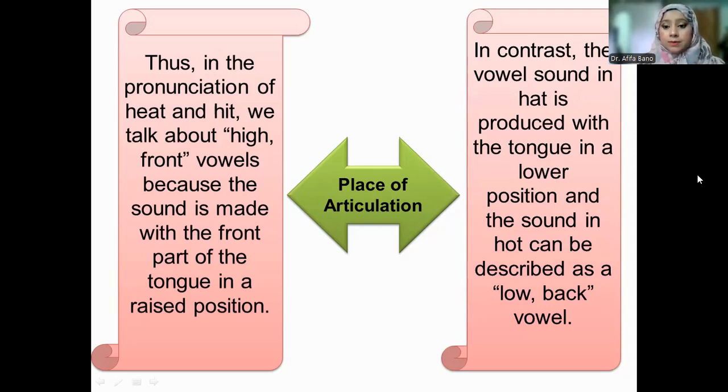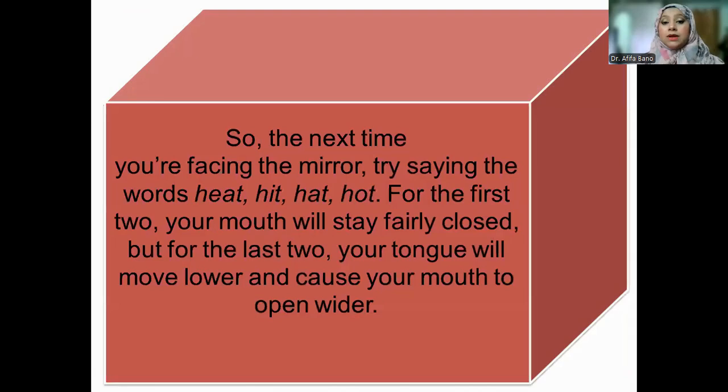Now, the next time you try this practically, sit in front of a mirror, make eye contact with your image, and try saying words like heat and hit, hat and hot. What do you notice? For the first two words, heat and hit, your mouth remains fairly close, right? Your mouth is close. But when you pronounce words like hat and hot, your tongue moves lower and it causes the mouth to open. Hot, hat, the tongue moves lower and the mouth becomes wider.